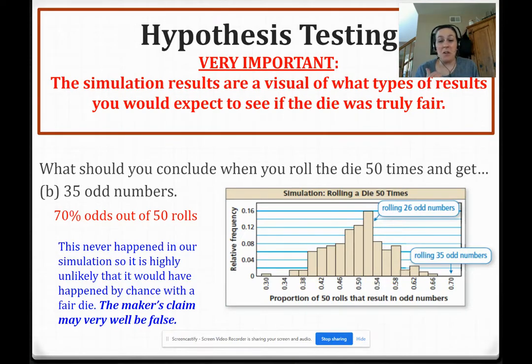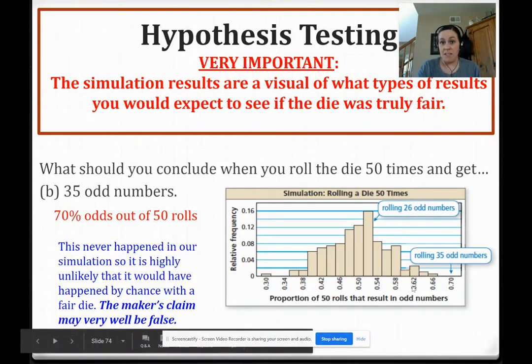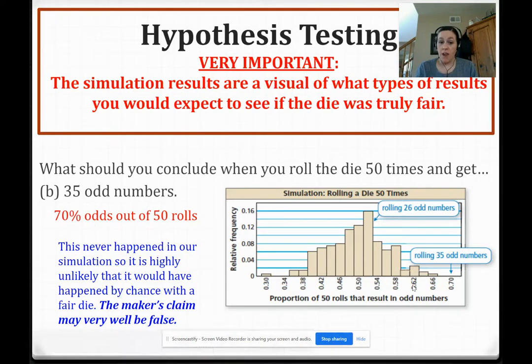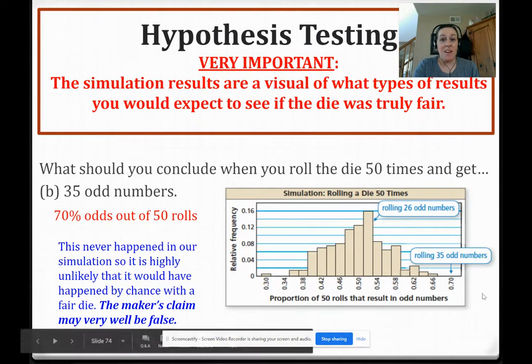Maybe that makes me start to question, maybe this six-sided die, maybe it's funky. Like, maybe it's not fair. The fact that that type of outcome would rarely occur by chance, and I can tell because the histogram tells me what types of results I should expect with the claim being correct, but it did with my die, makes me think that the claim by the die maker, maybe they're false. Maybe this die is funky.